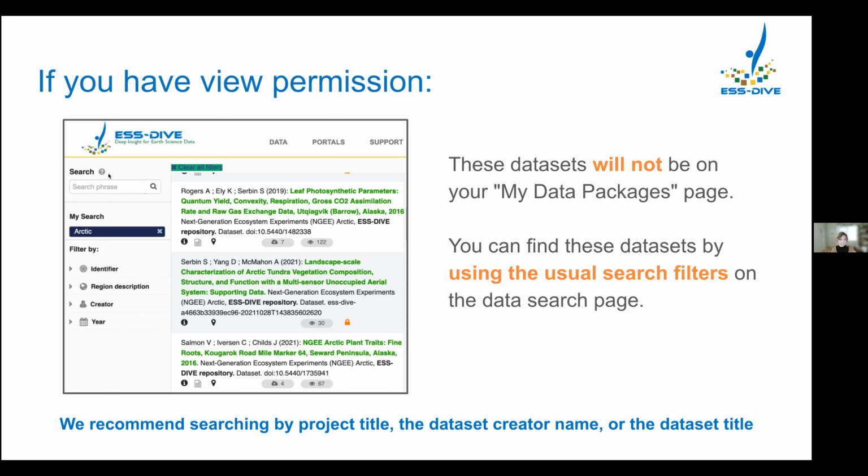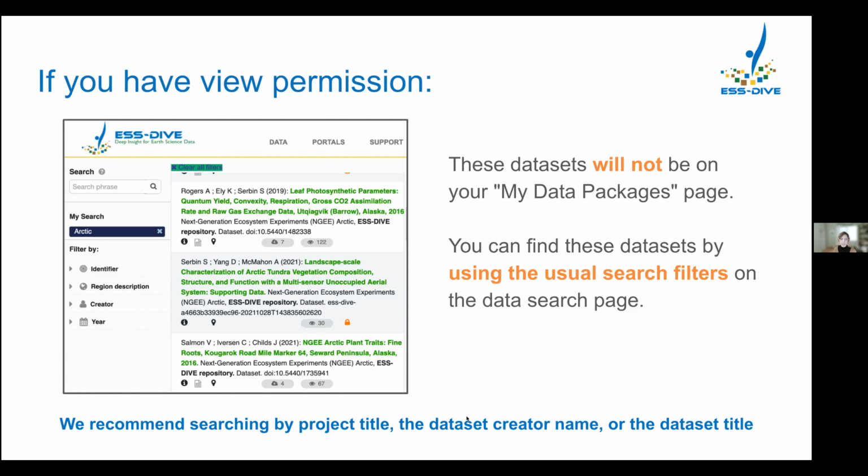In this example, I have used the word Arctic to search for data sets that were created by the project Next Generation Ecosystems Experiments Arctic. One quick way to notice if you have view permission on a data set is that you'll see this orange lock icon. This is a private data set, and if it appears here in the search results, that means you're able to view it. That could be one hint that you can use to help search for these data sets. Of course, maybe the much more direct way is if you have the direct link, the URL from your colleague, you can use that to find your data sets.